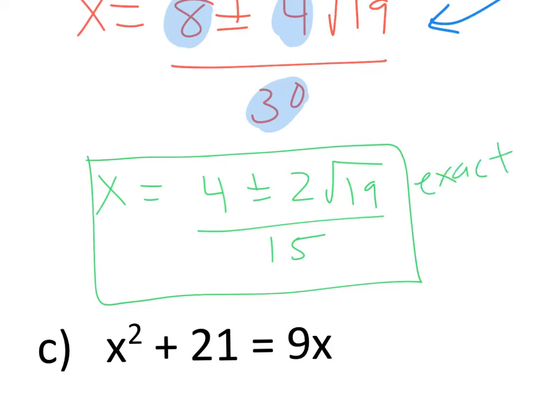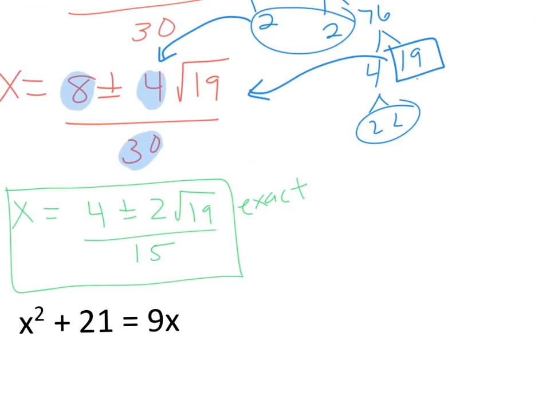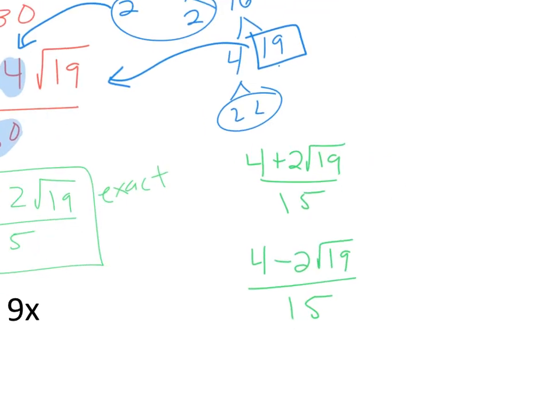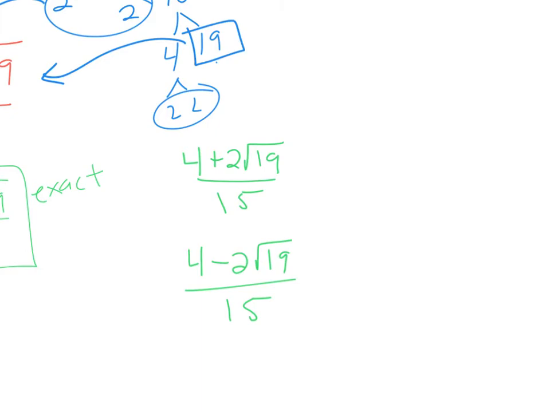Remember, if you have a square root in the game, you have an exact, and then you have an approximate. So now to get the approximate, you're going to break it up. 4 plus 2 root 19, divided by 15, and then 4 minus 2 root 19, divided by 15. Now, this is just calculator work at this point. If you've got a newer calculator, you can simply just type this all straight into your calculator. Use that fraction button there.